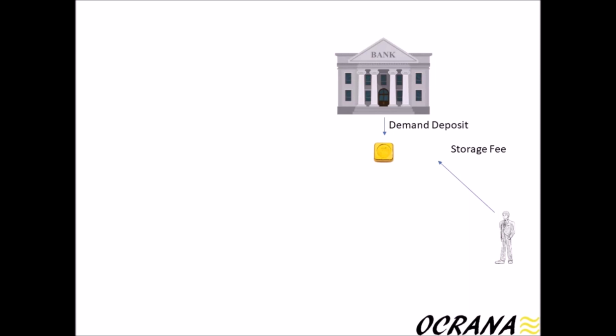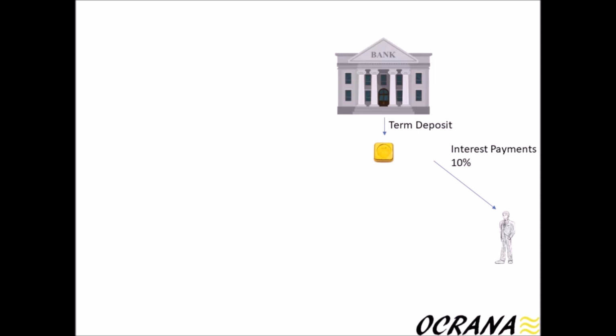A member of the public may not want to be able to access their specie on demand, and if that was the case, they would set up a term deposit. A term deposit gives the bank the right to lend out the specie for a fixed period of time, and the depositor is rewarded with interest payments as he's no longer able to access his specie on demand. To keep things simple, we'll say that this bank is paying the depositor 10% per year for storing his savings in the bank in a term deposit.